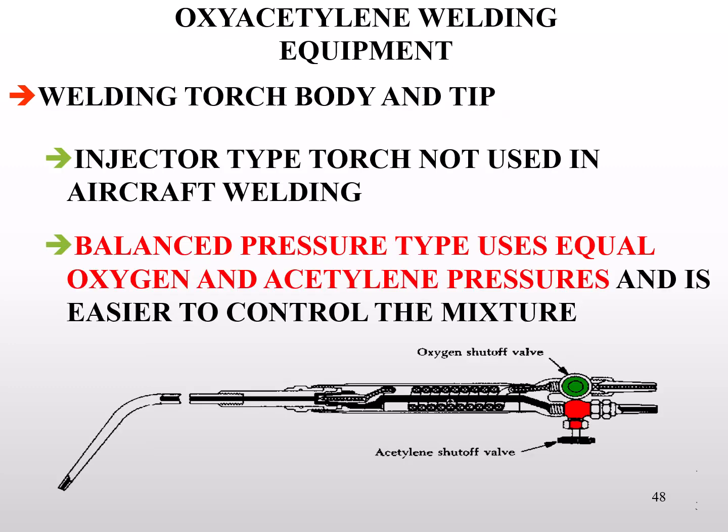Type of torch: the type that we'll use is known as the balanced pressure torch. It uses equal oxygen and acetylene pressures. It's a lot easier to control the mixture, and it's commonly found. Injector types are generally not used in aircraft welding or in common gas welding.